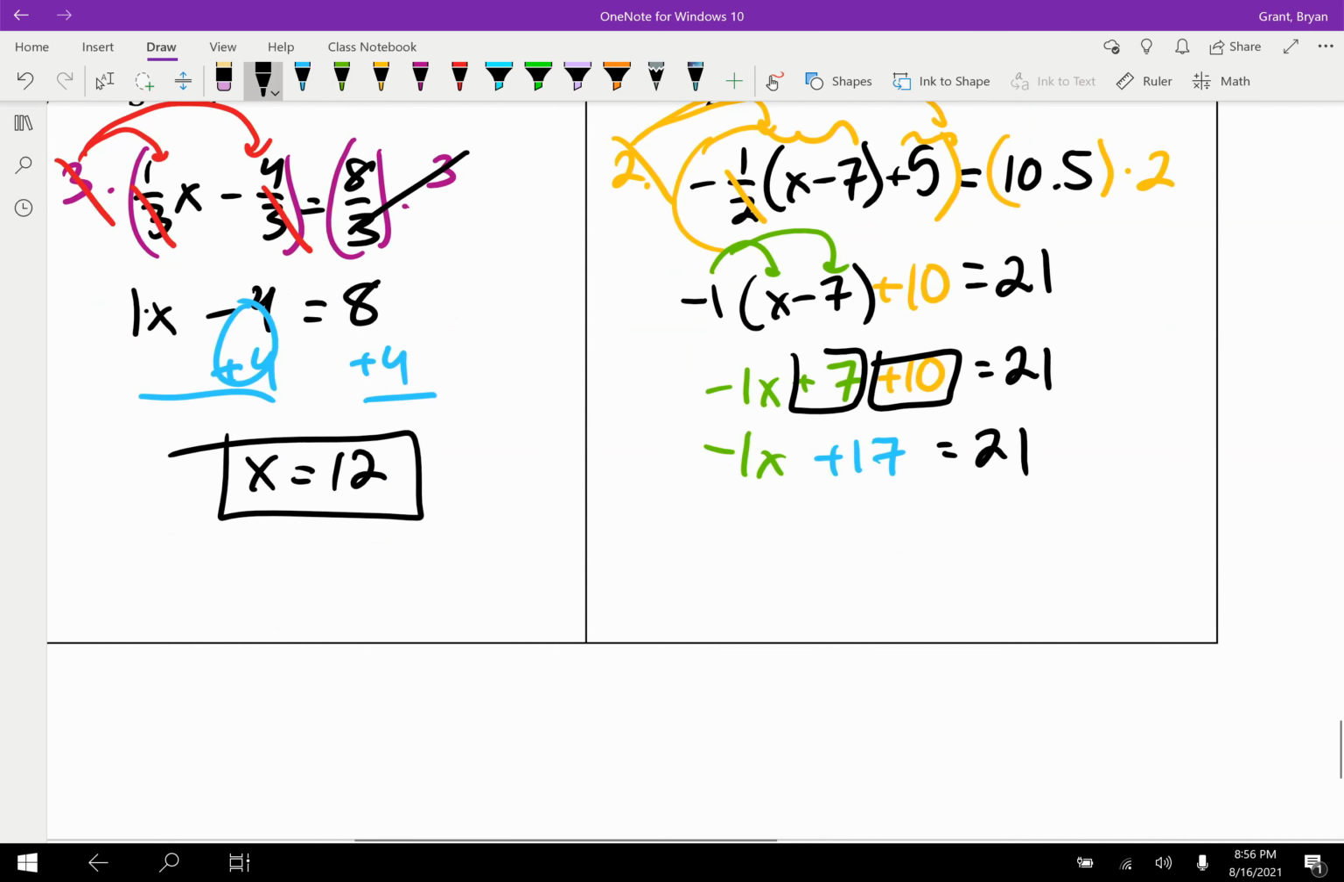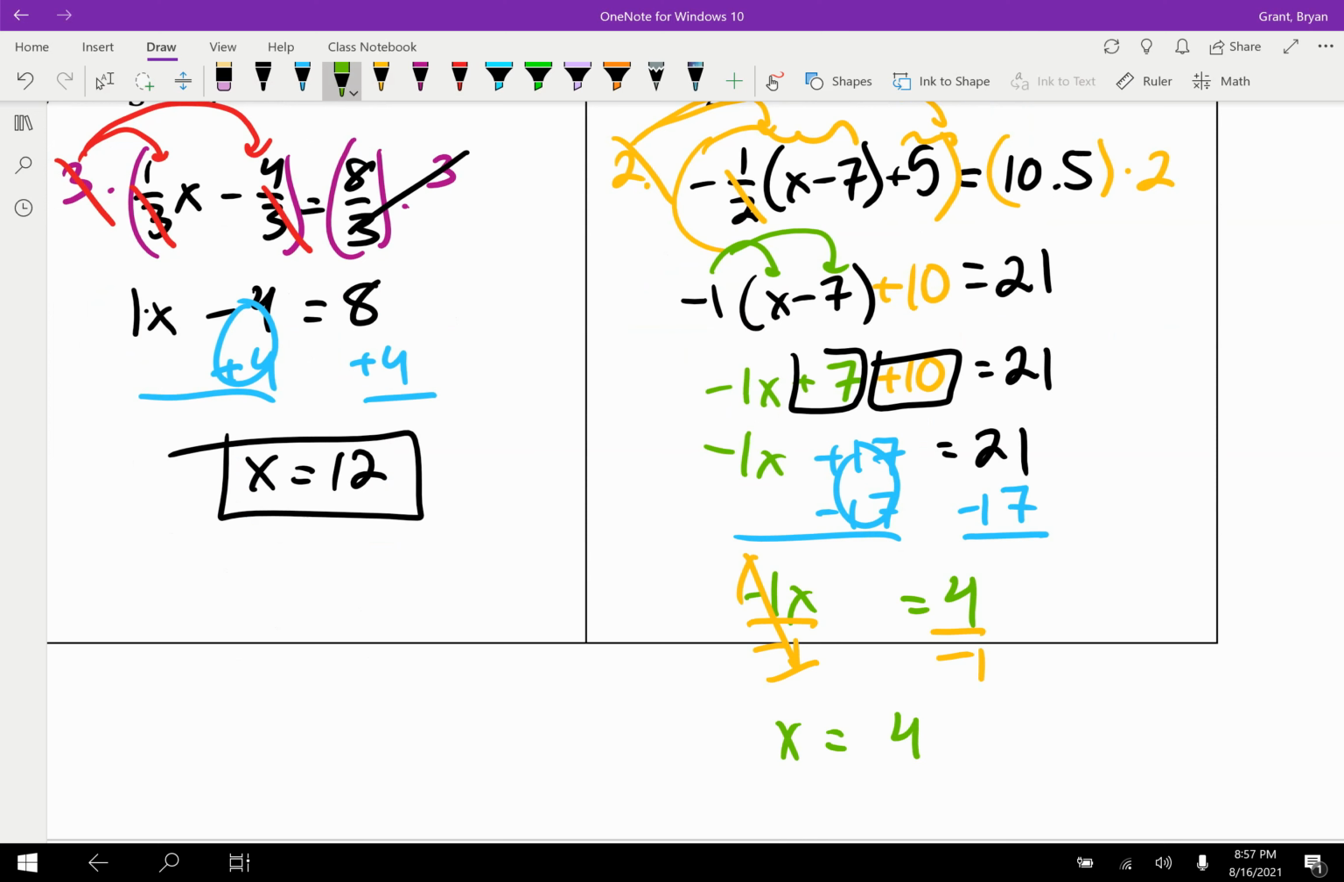And then we finish solving. Let's undo adding 17. This is the SADMEP part by subtracting 17. Negative 1x equals 21 minus 17. That's 4. And then we divide. Anything divided by itself makes 1. And we end up with x equals, well, anything divided by 1 is itself, but a positive divided by a negative is a negative. And we're set.